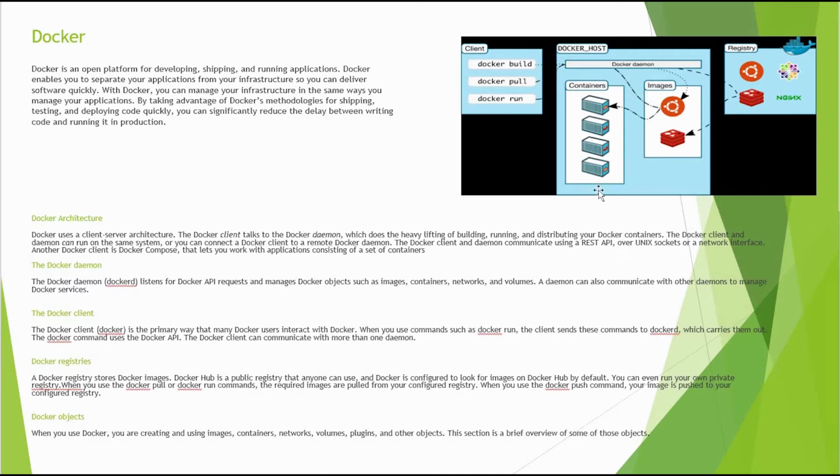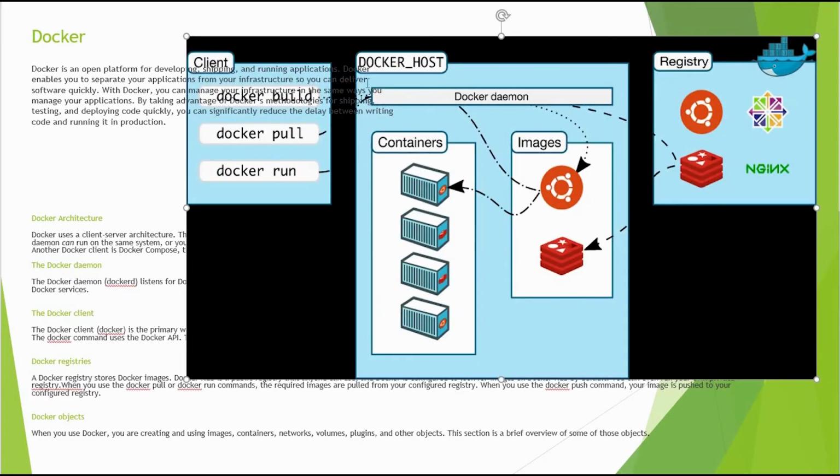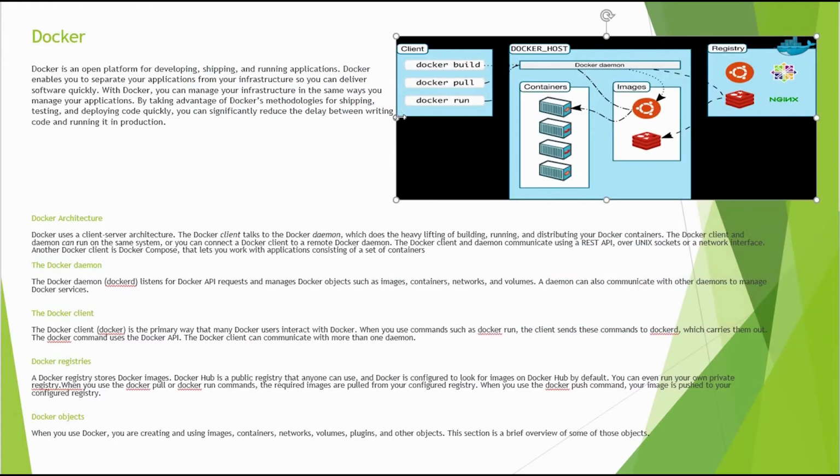If you see this diagram, I'm just expanding it. We have a Docker host, we have a registry, and we have a client. Docker uses a client-server architecture. Why am I saying client-server architecture?